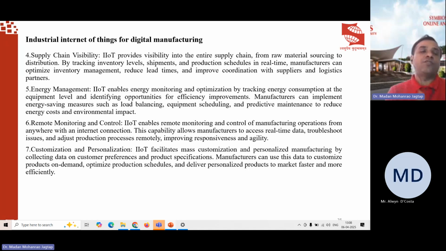through from the shop floor to the market. So that can be done with the help of industrial Internet of Things. Then energy management. So industrial Internet of Things enables energy monitoring and optimization by tracking energy consumption at the equipment level and identifying opportunities for efficiency improvement.